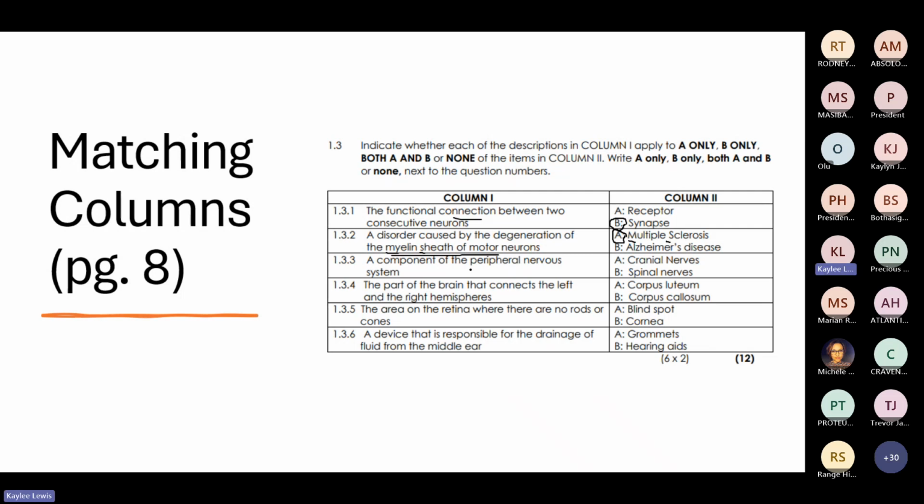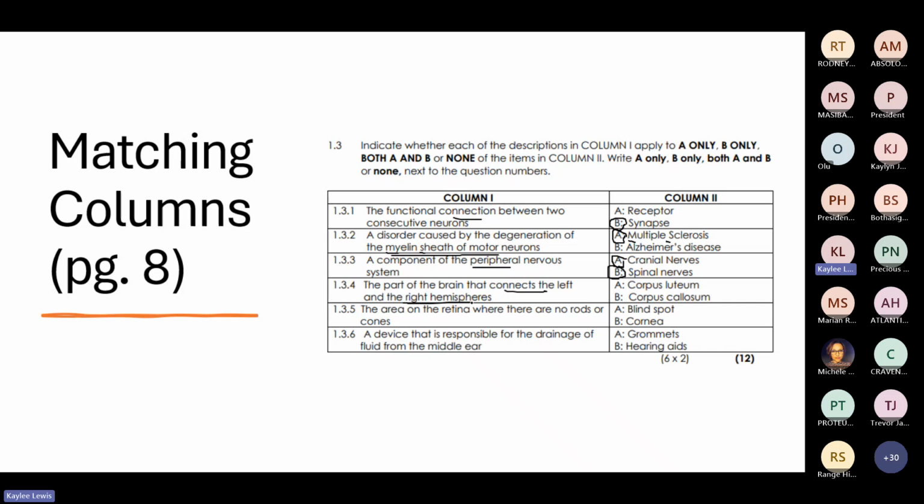1.3.3, a component of the peripheral nervous system. And they love to ask this question because they see it almost like a trick question. So remember, the peripheral nervous system is outside of the central nervous system, but it consists of cranial nerves and spinal nerves. So your answer for this one is both A and B. So your peripheral nervous system consists of those, where your central nervous system consists of your brain and your spinal cord.